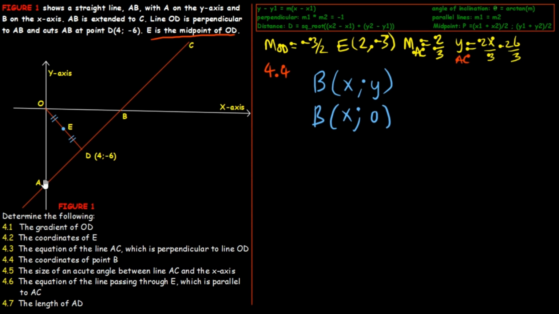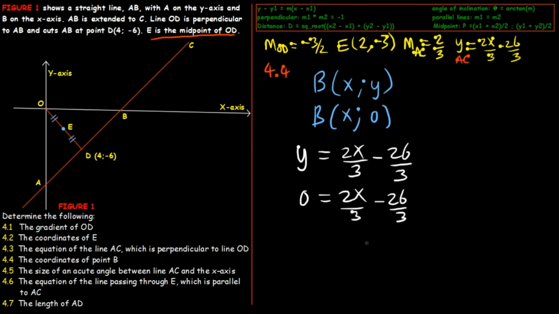Since it's along the line AC, which we calculated, we will have to substitute its y value and solve for x to determine its x value. So let's do the substitution. We have y as 0, which is equal to 2x/3 minus 26/3. Let's move -26/3 to the other side of the equation. We'll be left with 26/3 equal to 2x/3. Because the denominators are the same, the numerators should be the same.